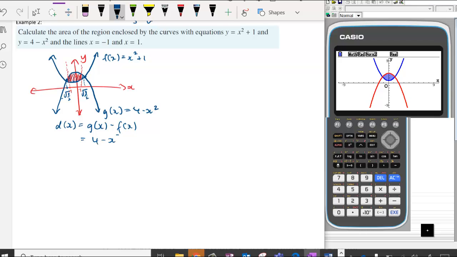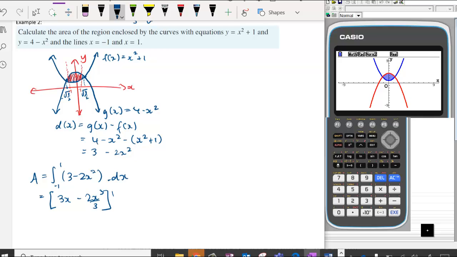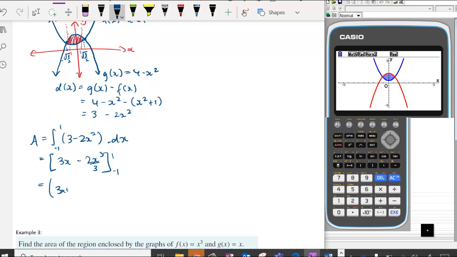Then it will be 4 take x squared, take x squared plus 1, which will be 3 take 2x squared. So our area will be between 1 and negative 1 of 3 take 2x squared with respect to x. So we have 3x take 2x cubed on 3 between 1 and negative 1. And therefore we have 3 times 1 subtract 2 times 1 cubed on 3 subtract 3 times negative 1 subtract 2 times negative 1 cubed on 3.